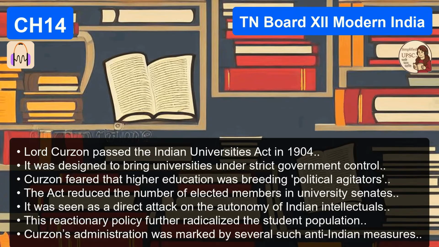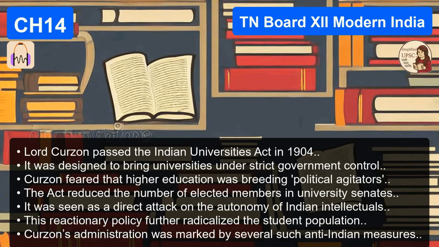Let's do a PYQ linkage here, because the partition is a guaranteed favorite topic for UPSC. It is. A great example is from 2014 CSP Paper 1, Question 81. The question asks, the Partition of Bengal made by Lord Curzon in 1905 lasted until... Oh, that's a good question, because it didn't actually last forever, did it?